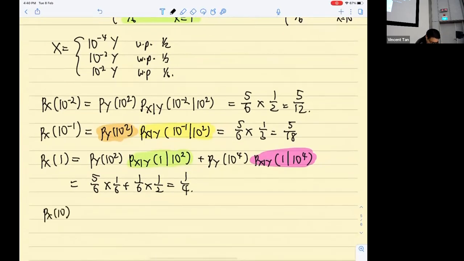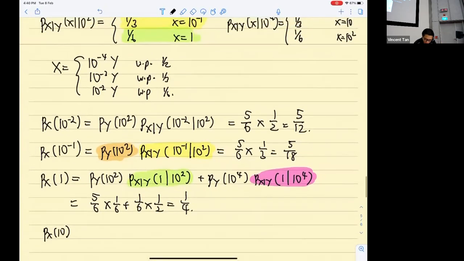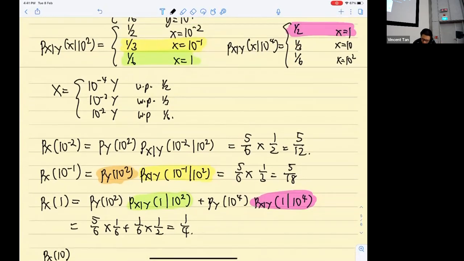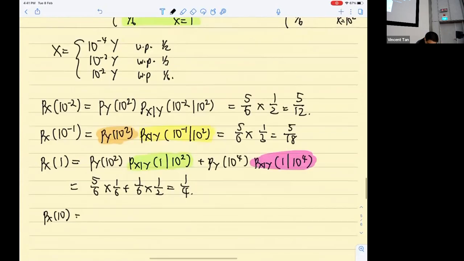Now, the next 2, I will only do 1 of them. P of x 10. How can we get 10? Now, if the travel time is so long, the message must also be long because here all the travel times are short. So what we have is that the message is long multiplied by P of x given y, a long travel time, a long message.